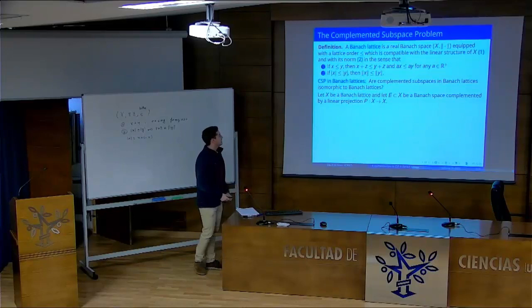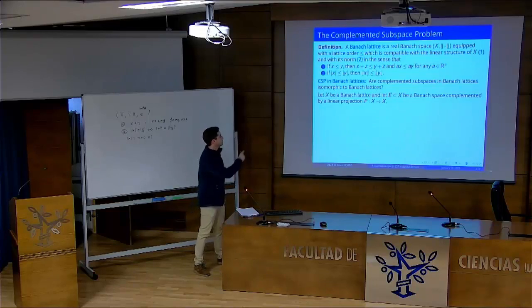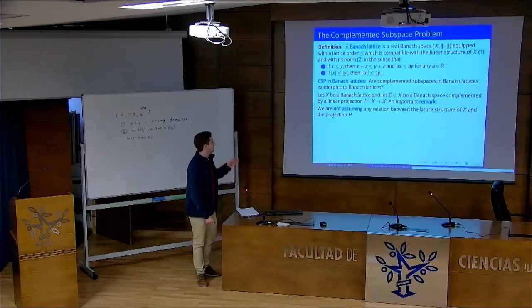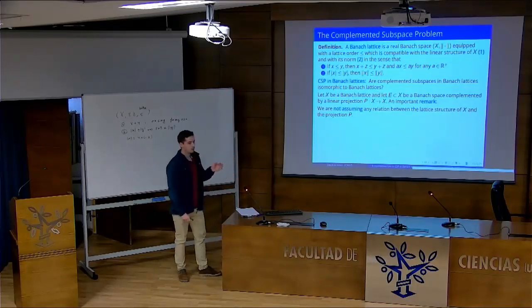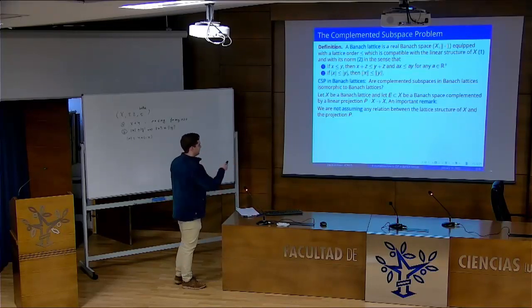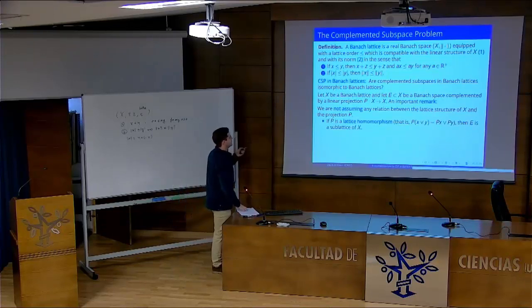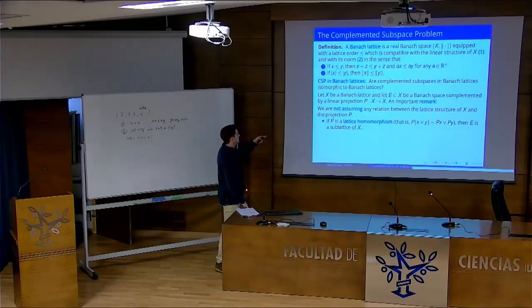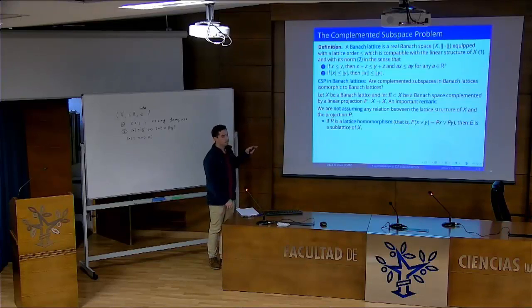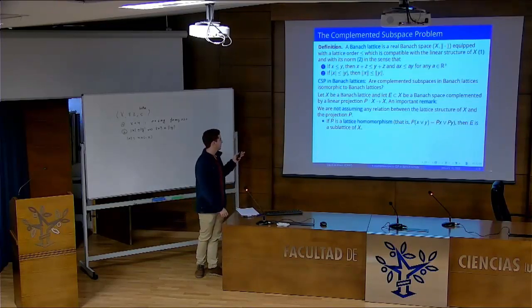Let X be a Banach lattice and let E be a Banach space complemented in the Banach lattice by a projection P. An important remark is that we are not assuming any compatibility condition between our projection and the lattice structure of X. For example, we could assume that our projection is a lattice homomorphism, that is, it preserves the supremum and infimum. But in that case, E would be a sublattice of our Banach lattice.